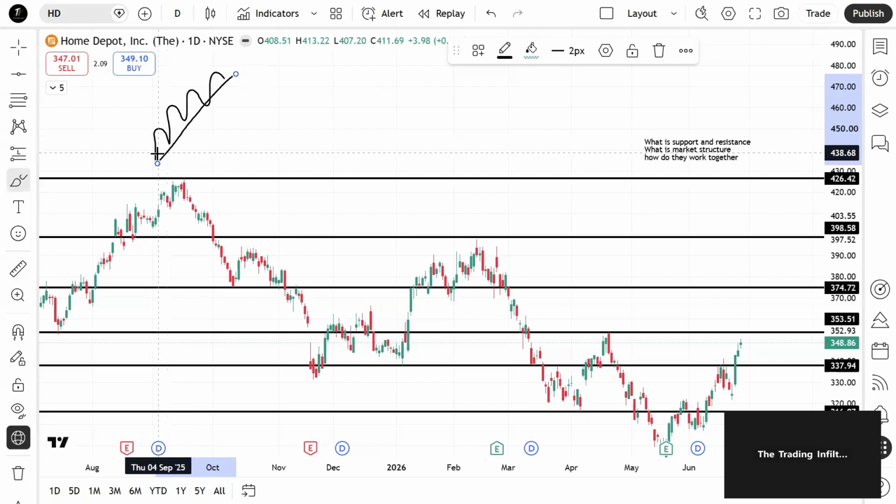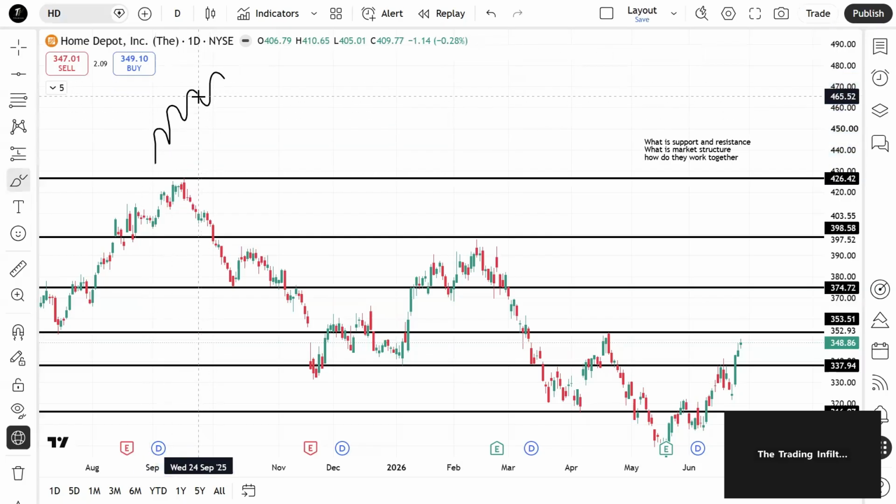So, say for instance, this is a high, this is a low. This is a high, low, high, low, high. If you can tell, price never came back and touched this low here as well as this low. So we know that price is in an uptrend.